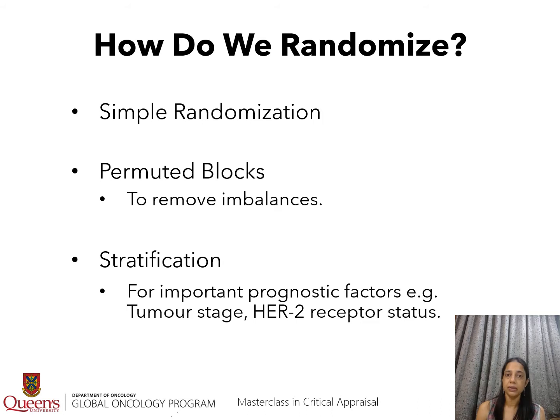Sometimes we know in advance that there are some important prognostic factors which could affect outcomes. For example, in a study of breast cancer, we would want to account for tumor stage and HER2 receptor status. Here, a better way to adjust or prevent imbalances is to use stratified randomization, where for each stratum of the factor, a separate randomization is carried out.